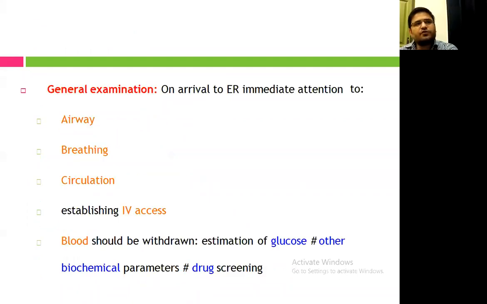What things would you like to examine when a patient comes to your ER after history? First, ensure the patient has ABCs maintained, like airway, breathing, and circulation, with IV access, and blood should be withdrawn for routine investigations like CBC, urea and electrolytes, LFTs, PT-INR, blood cultures, glucose, and other biochemical parameters. If conditions suggest the patient might have taken some drugs, you may go for toxicological screening of urine as well as blood, if available in your setup.